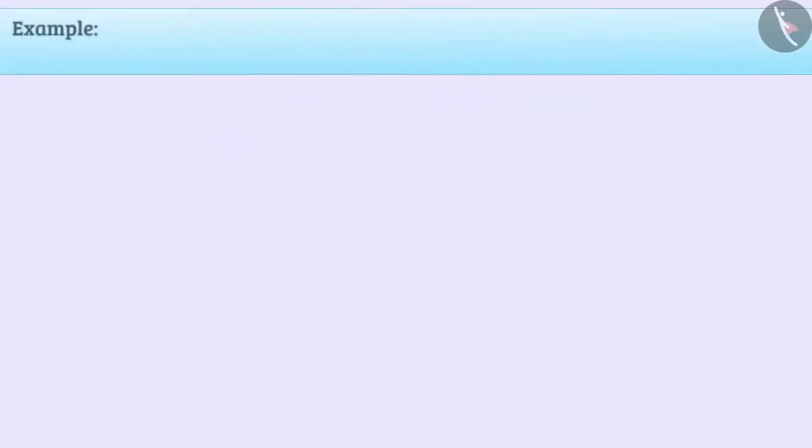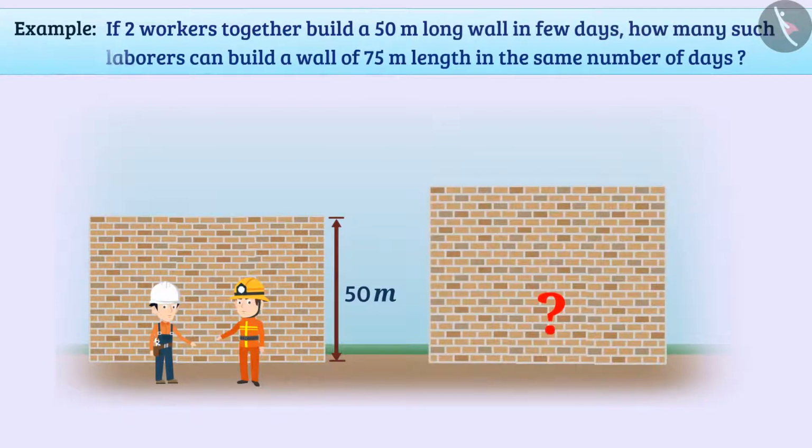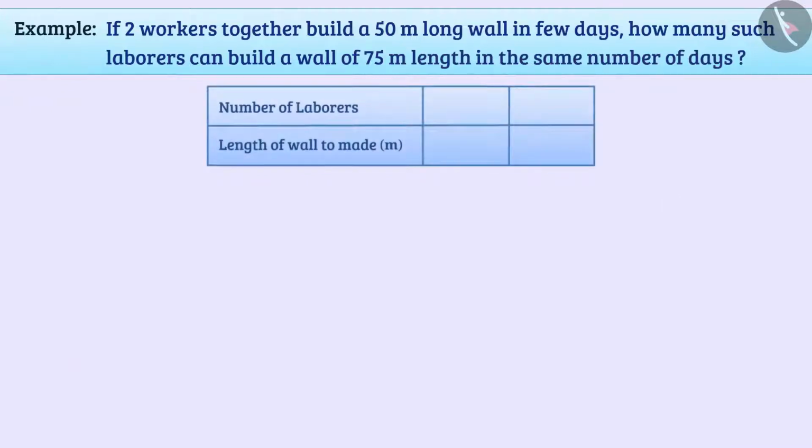Let's see the next example. If two workers together build a 50-meter long wall in a few days, how many such laborers can build a wall of 75-meter length in the same number of days? Here, when the number of laborers is 2, then the wall length is 50 meters. We have to find the number of laborers so that a wall of 75 meter length can be made in the same number of days. Let's say that x laborers make a 75 meter long wall.